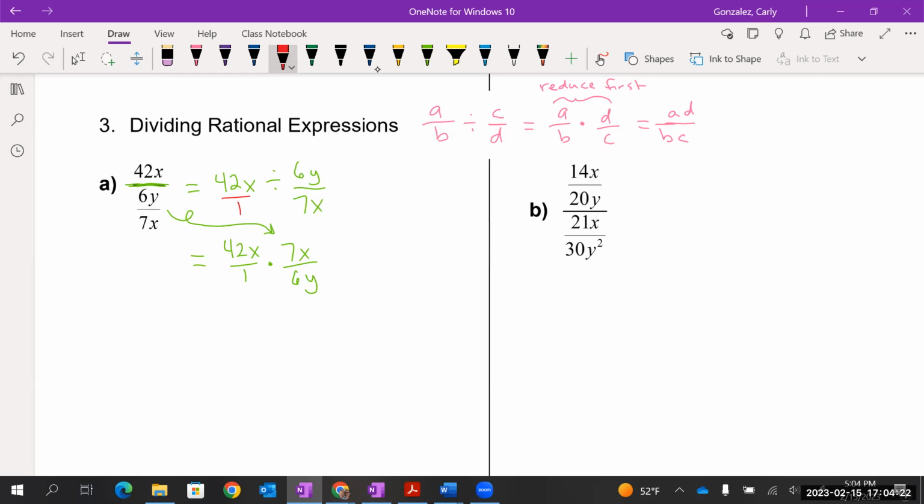We can reduce both 42 and 6 by 6. So 6 divided by 6 is 1, and 42 divided by 6 is 7. And now we're ready to multiply straight across. 7 times 7 is 49. x times x is x squared. And 1 times y is y. And we are now done since each base appears once.